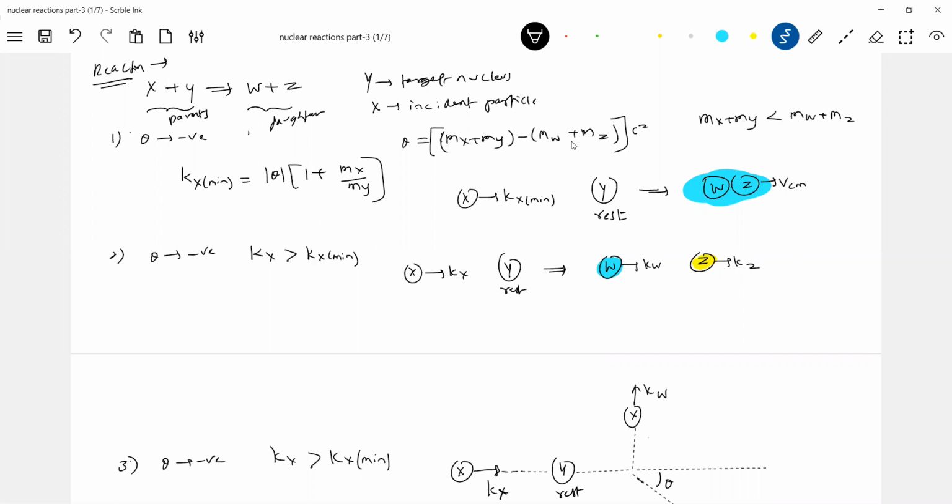If the kinetic energy of the incident particle is less than this K minimum, then this reaction will not occur. The parents will just remain as parents; they don't produce any daughters. That's why the books didn't bother to discuss it. So just be alert to that condition also.